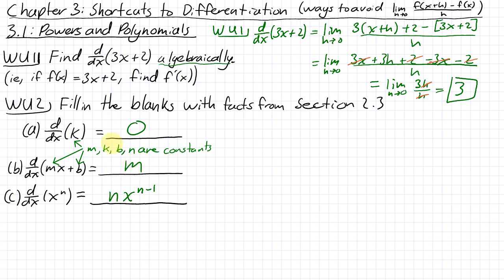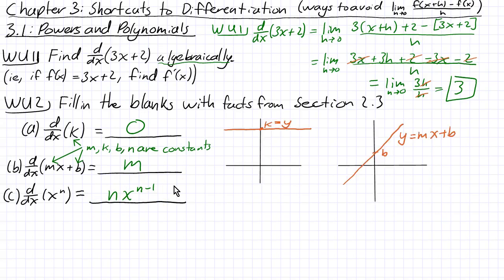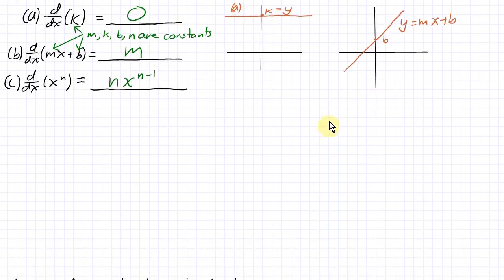Now, for A, the derivative of any constant function is 0, and the derivative of any power function, like this, is just n times x to the power n minus 1. And here's a couple quick drawings to help illustrate A and B here. With A, if you just have a constant function, y equals k, or f of x equals k, the slope is always 0, whatever that y coordinate is. And of course the slope at any point of any linear function is always constant, so that's m there.